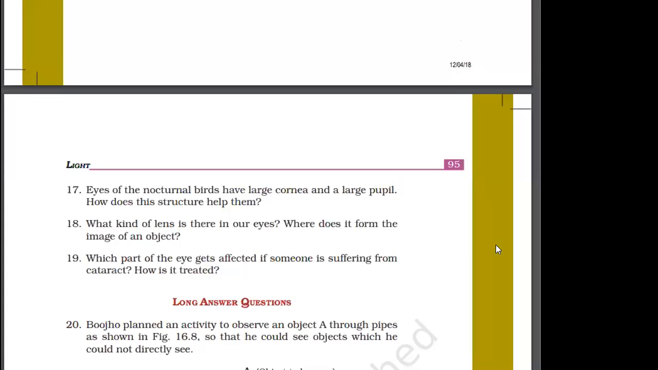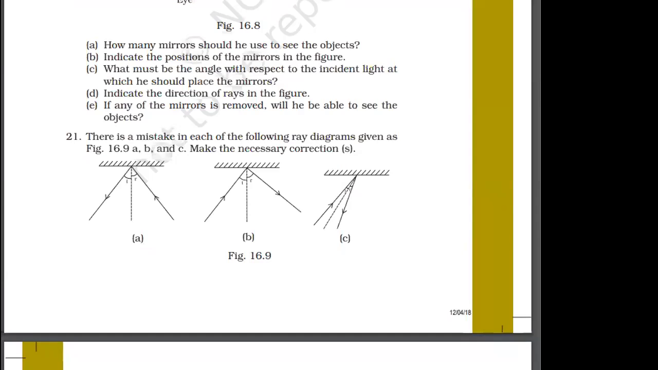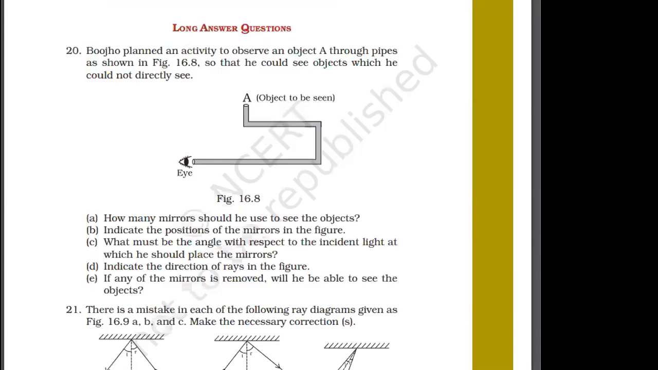Now, long questions. So question number 20. Let's see question number 20. So see this. Bujo planned an activity to observe an object. This we have already seen, no? I guess this question was in the module. Yes or no? It was in the module, right? Yes, this was in the module. So we have already done this. Very good.